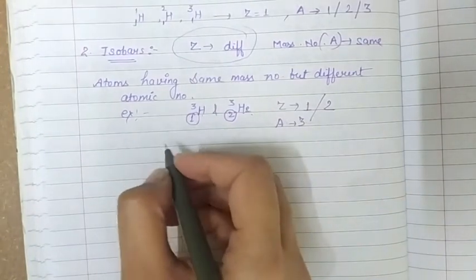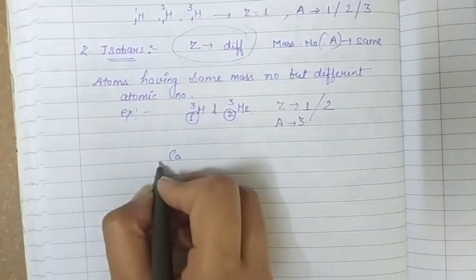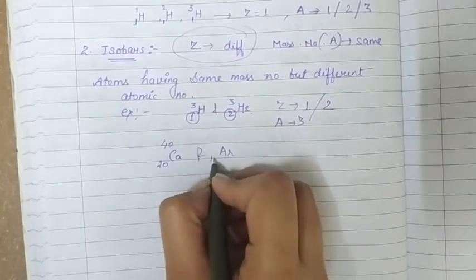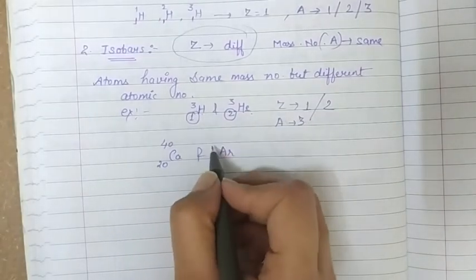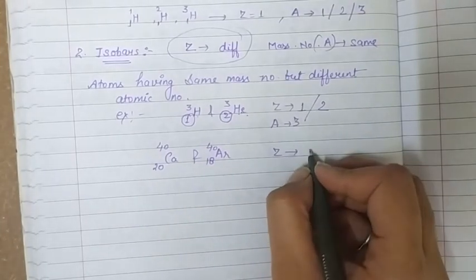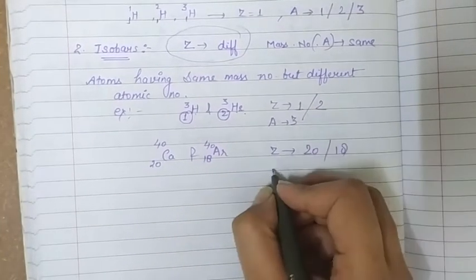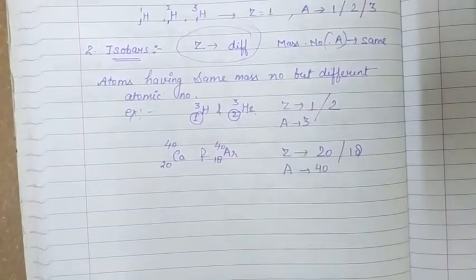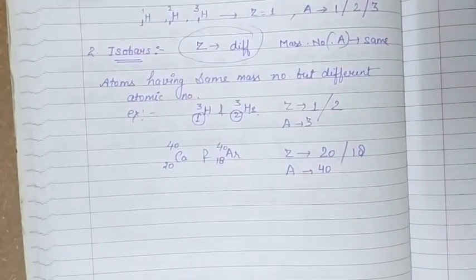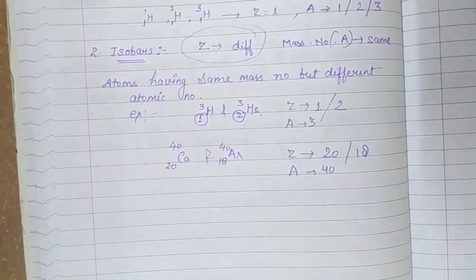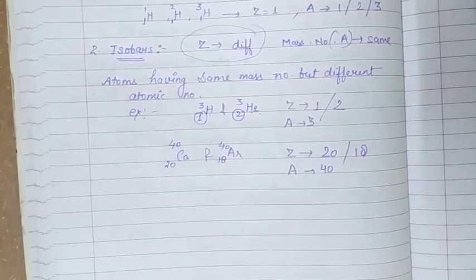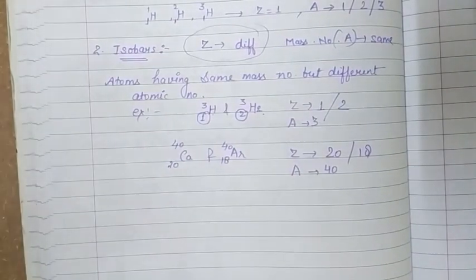One more example we can take is calcium. For calcium, the atomic number is 20 and the mass number is 40, and for argon the atomic number is 18, but it has mass number 40 also. Z is changing in this case too: for the first it is 20, for the second it is 18, but the mass number is the same, 40 for both. So these two are also isobars. Isobars are those atoms which have the same mass number but different atomic number. Since their atomic number is different, they are atoms of different elements, and their symbols will be different.